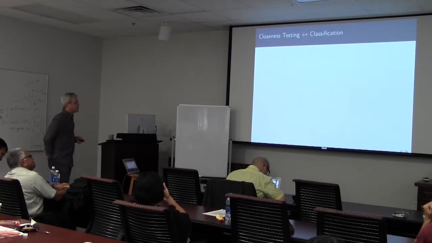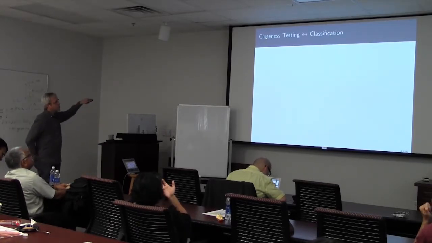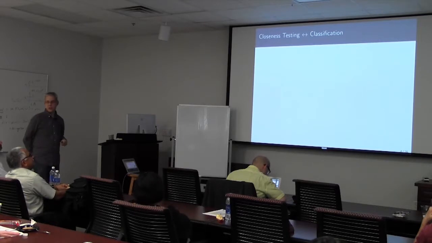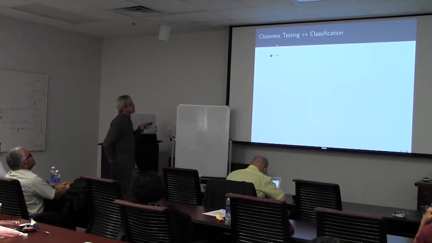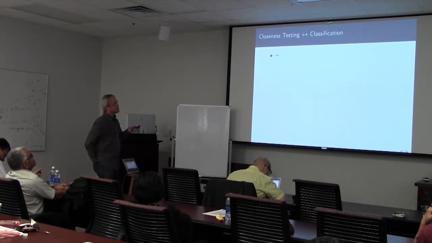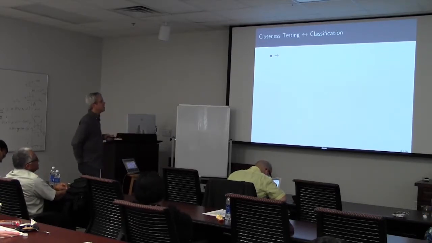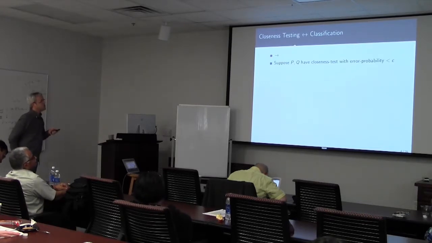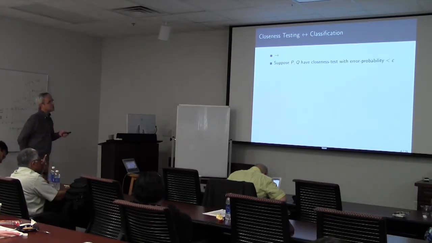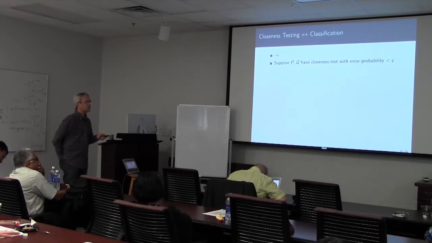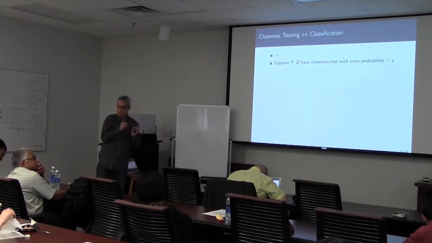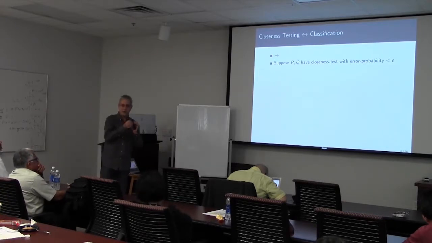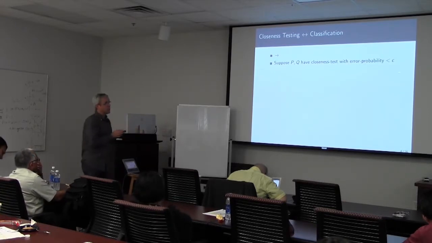Okay? So what I'm going to show is that closeness testing is actually the same problem as classification. I'll show you that closeness testing is a more difficult problem than classification, and if you can do closeness testing, you can do classification. So we're assuming that you have a closeness test. Suppose we have a closeness test that can determine if the two sequences are generated by the same or by different distributions with error probability less than epsilon.